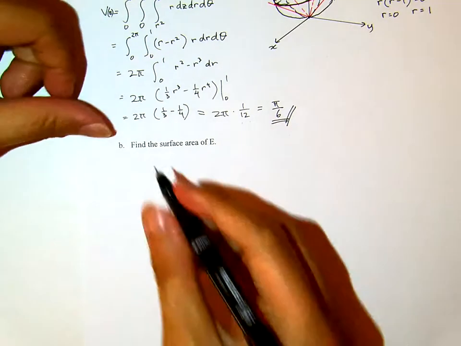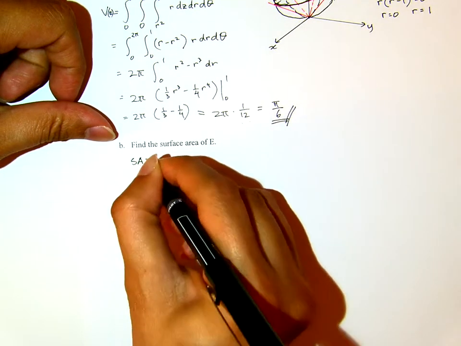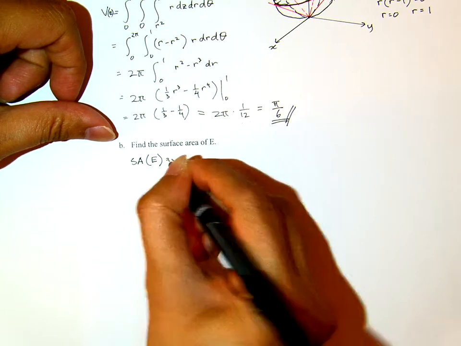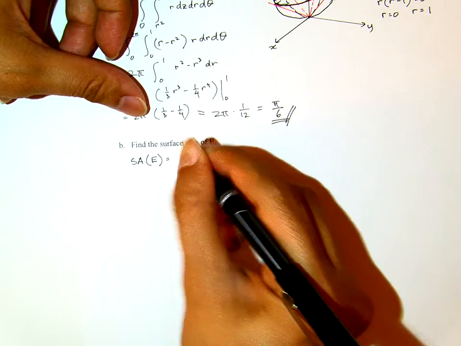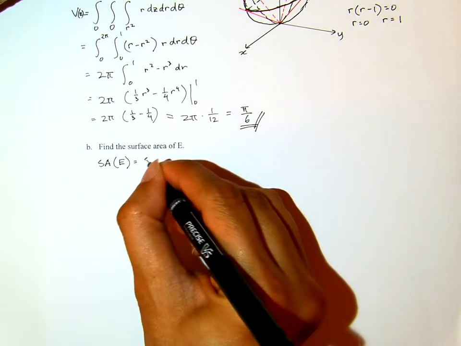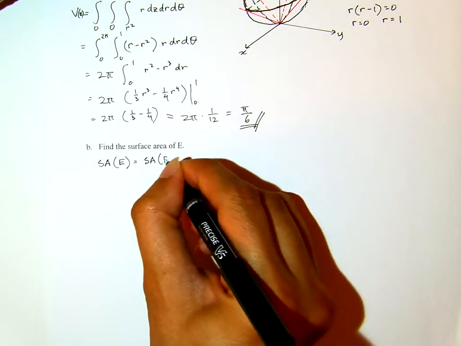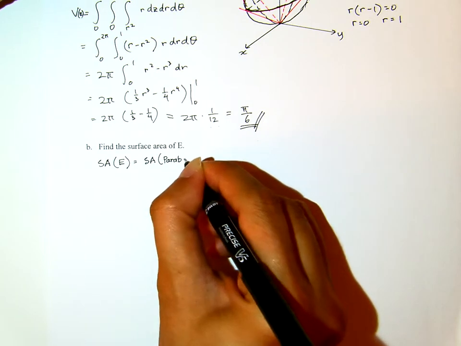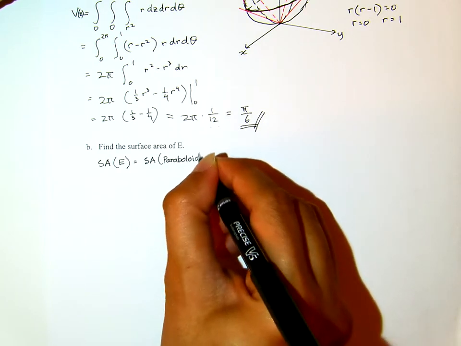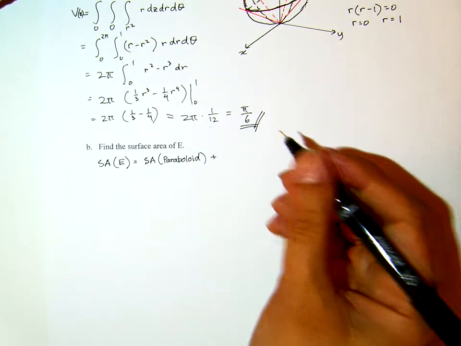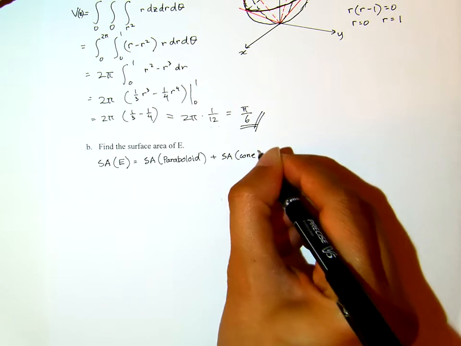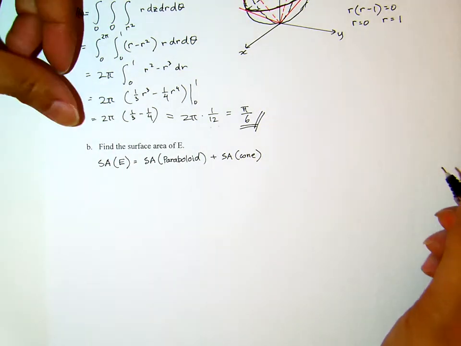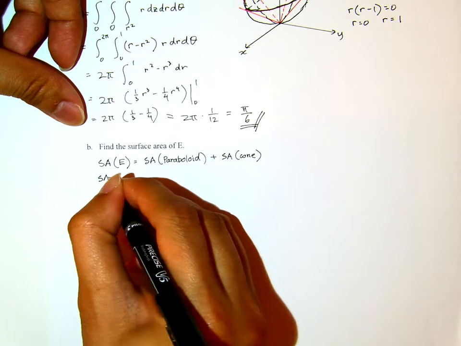1a. 1b, the surface area of E will be equal to, let me use a different color here, the surface area of the paraboloid plus the surface area of the cone. Okay, now let's first deal with the surface area of the paraboloid.